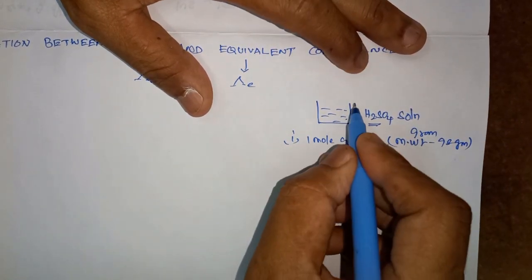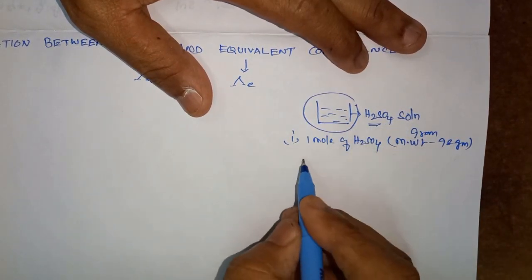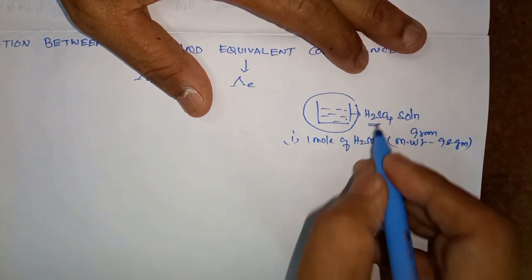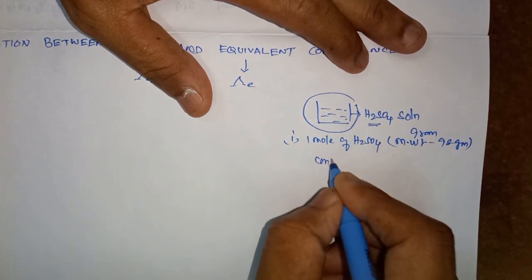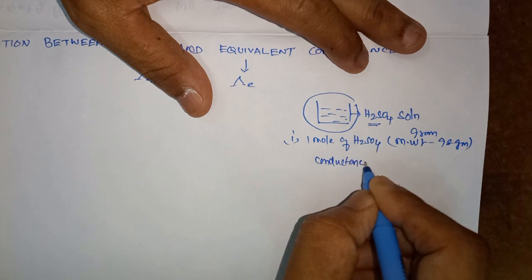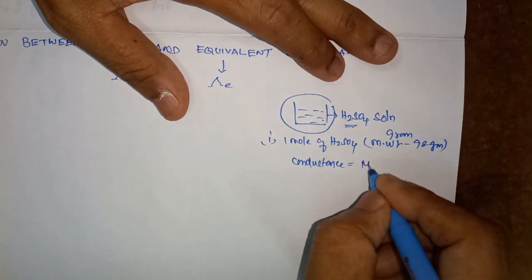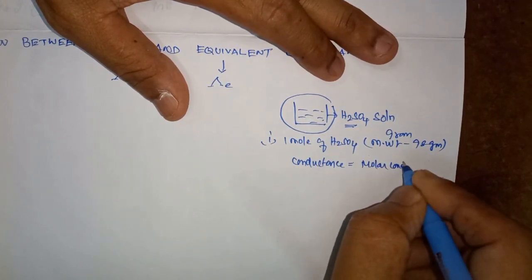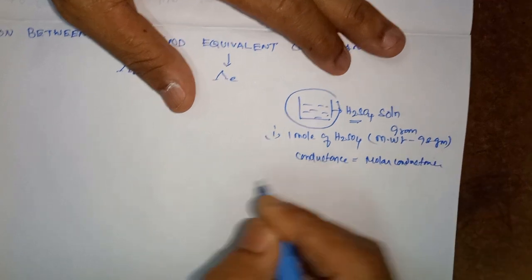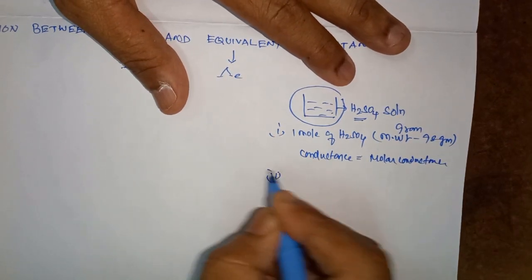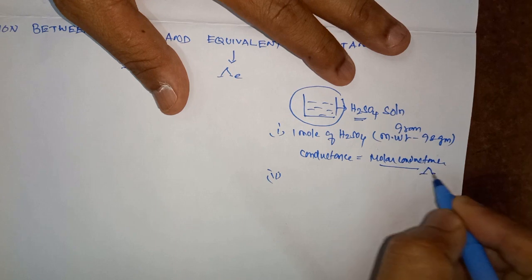Now I ask, what is the conductance of this solution which contains 1 mole of electrolyte? That conductance is named molar conductance, that is called lambda m.